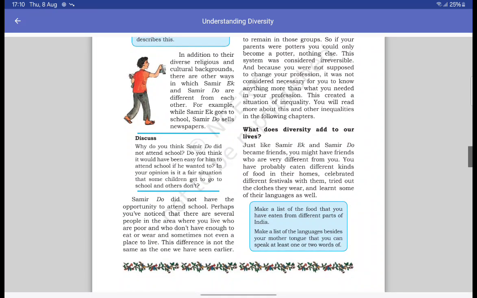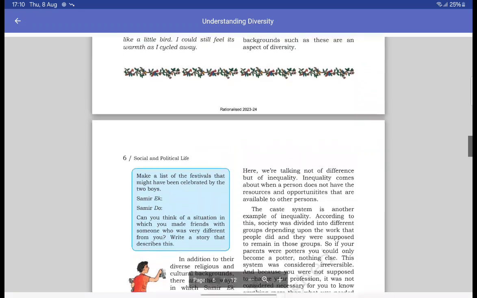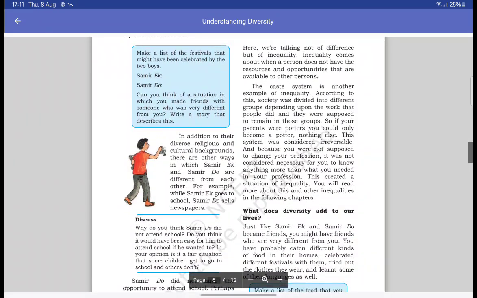Samir, though, did not have the opportunity to attend school. Perhaps you've noticed that there are several people in the area where you live who are poor and who don't have enough to eat or wear, and sometimes not even a place to live. This difference is not the same as the one we have seen earlier. Here we're talking not of difference but of inequality. Okay, now this is not difference, this is a kind of inequality, like people are not on an equal standard.